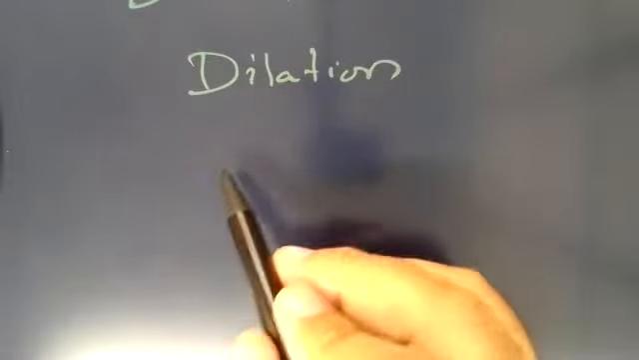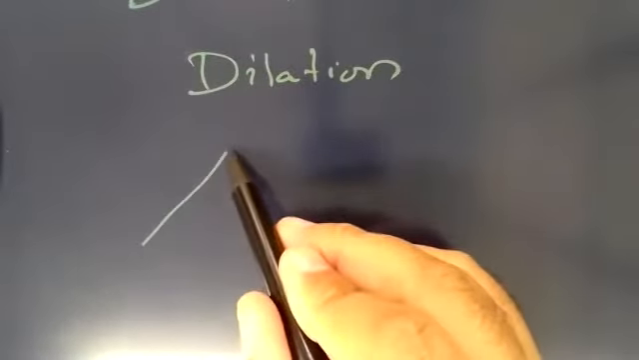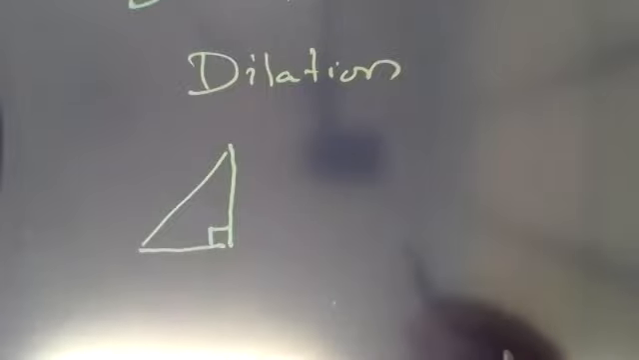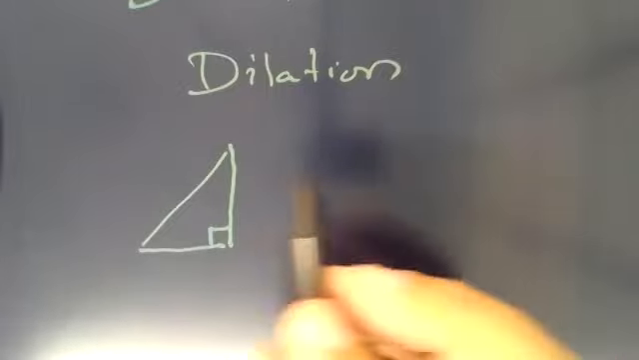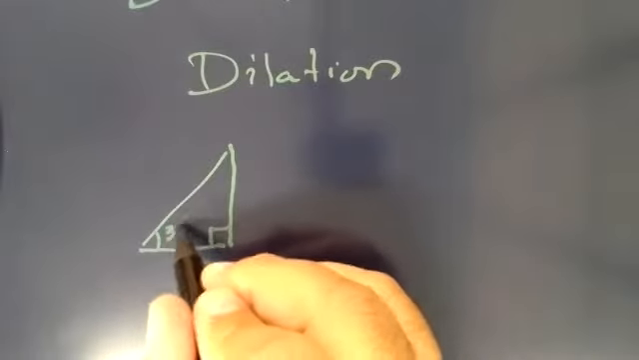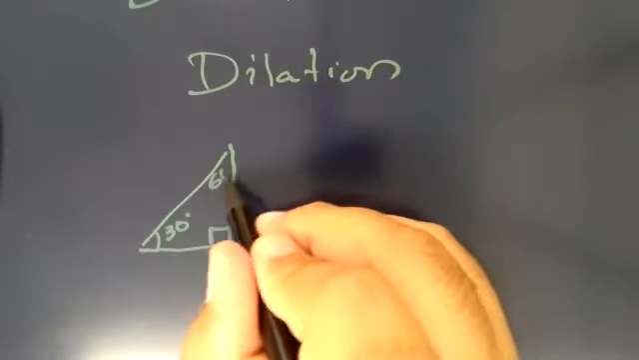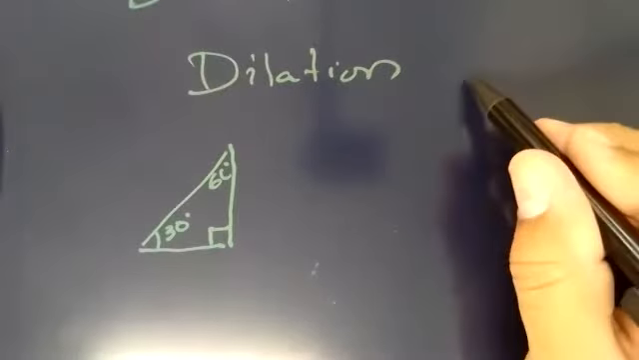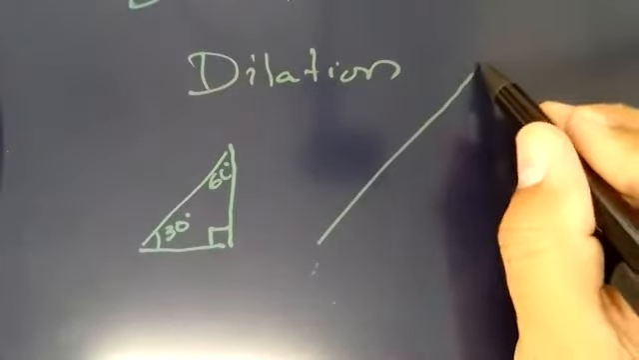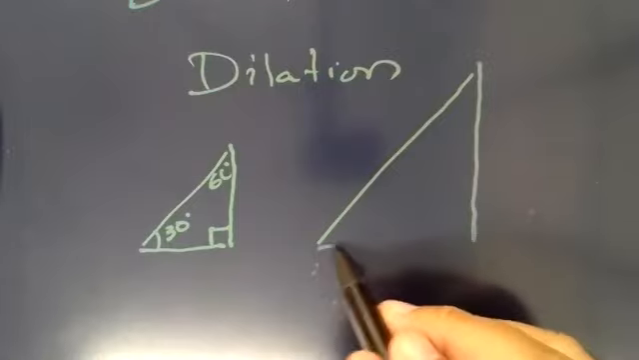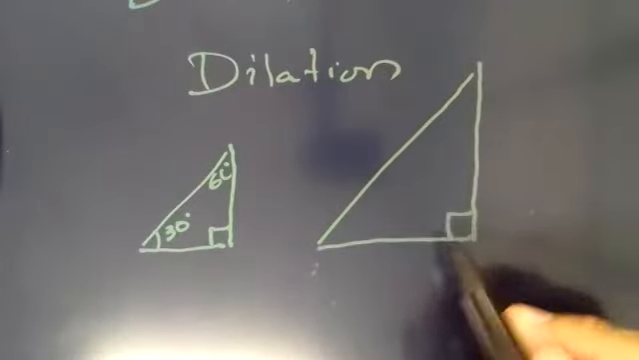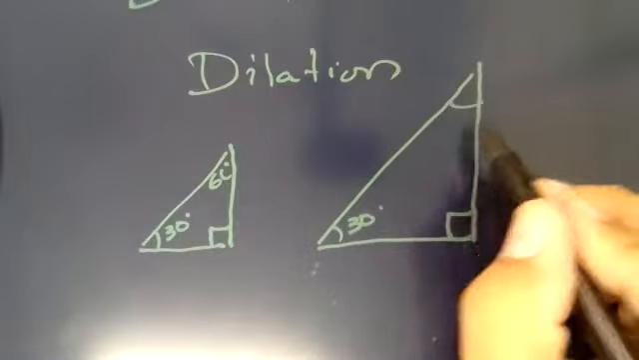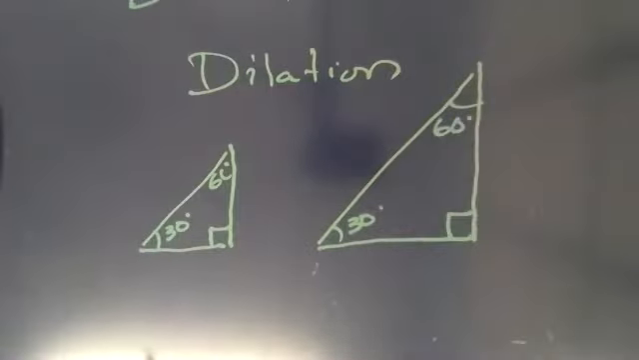All right. Let's say this is a triangle, 90 degrees, okay? And this is 30 degrees, and this is 60 degrees, all right? And let's say I make another triangle. This is also 30 degrees, and this is also 60 degrees.